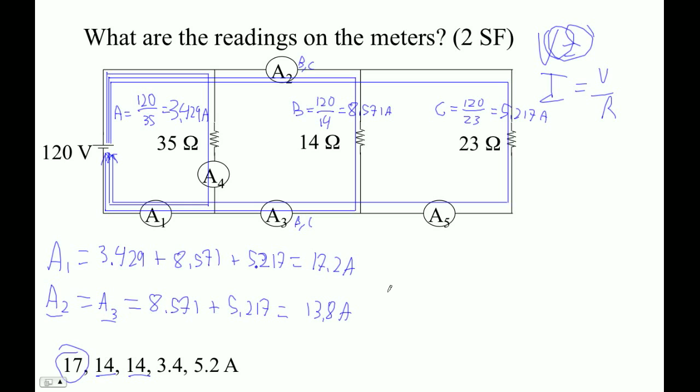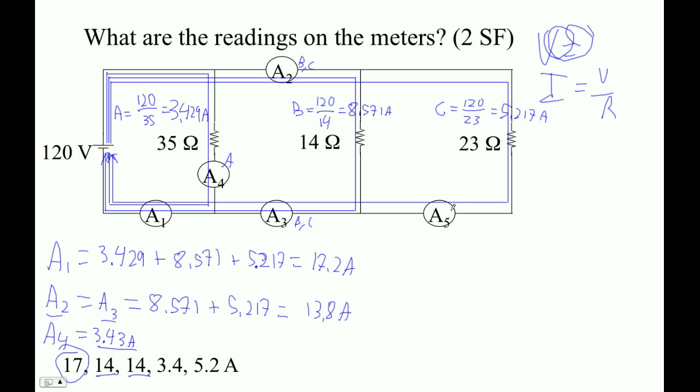Okay, let's find A4. Notice A4 is off on the side road. The only current going through it is just current A, so it just reads A. A is 3.4. We've already figured that out. It's just 3.43 amps.